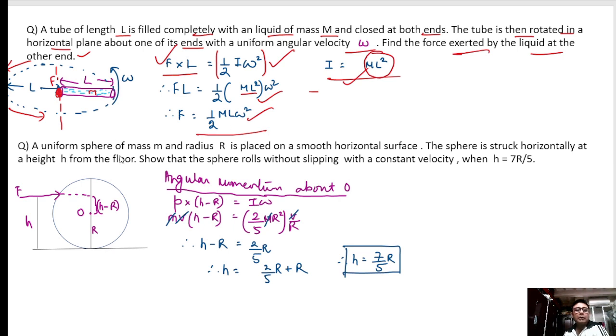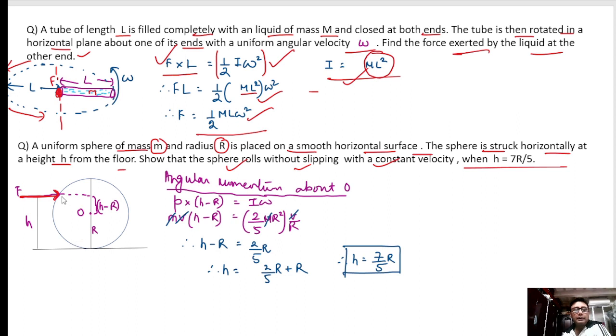A uniform sphere of mass m and radius r is placed on a smooth horizontal surface. Okay, so as you can see, this is the mass m, radius r, placed on a smooth surface. The sphere is struck horizontally at a height. I am striking it with a force at a height h from the floor. Show that the sphere rolls without slipping with a constant velocity when h is 7r/5. So watch here.